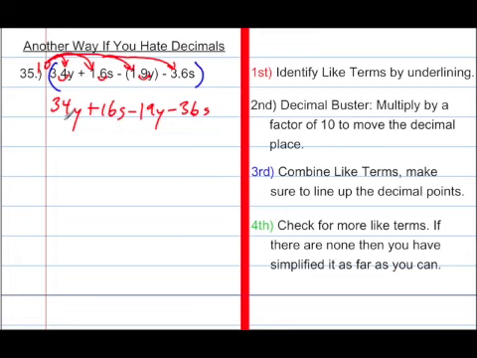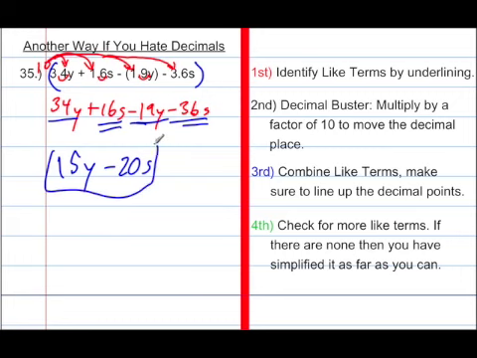So this now becomes, I'm looking at like terms at this point, 34y, a like term with that, negative 19y. Make sure you extend this to where this is a negative. 16s, a like term with that, negative 36s. So 34y minus 19y is going to be 15y. 16s minus 36s is minus 20s. These two cannot be reduced any further, so we are done at this point.